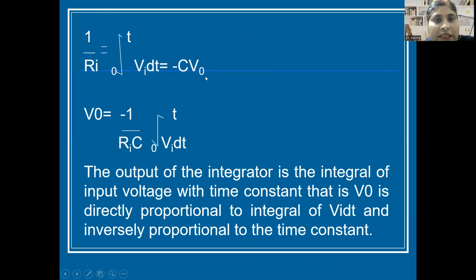This term is minus C V naught. We can write CF here also. So we can see the integration of the input voltage with respect to time divided by Ri is equal to minus CV naught. So the output voltage is equal to minus 1 upon RiCF, integration of the input voltage with respect to time. So the output of the integrator is actually the integration of the input voltage with a time constant. V naught is directly proportional to the integration of the input voltage. That's why this circuit is acting as an integrator.